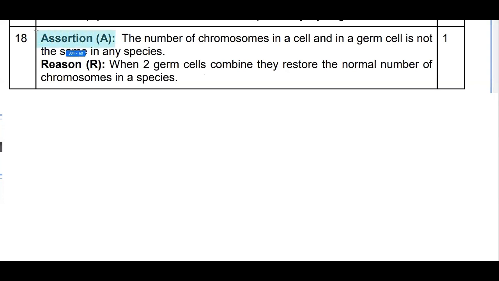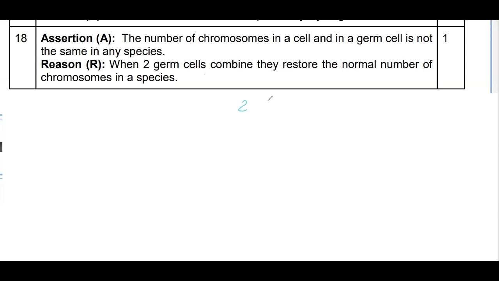In question number 18, another assertion reason based question, it says the number of chromosomes in a cell and a germ cell, a cell that means maybe a body cell, that is somatic cells, and germ cells are gamete cells, right? Is not same in any species. That's true, right? So as you know, for example, in human beings, what do we know? That there are 23 pairs of chromosomes, right?